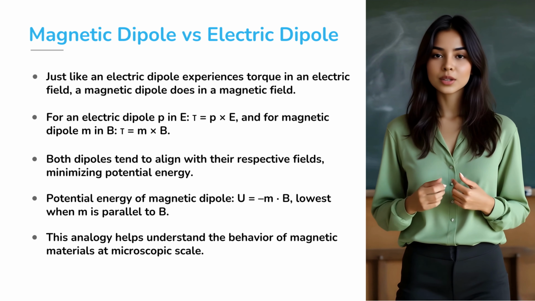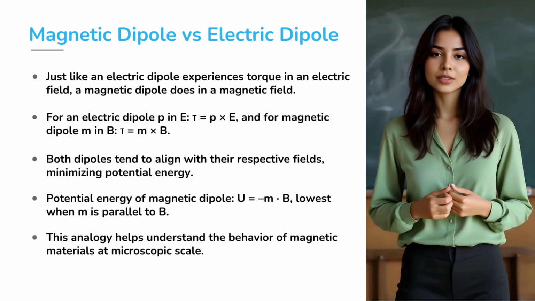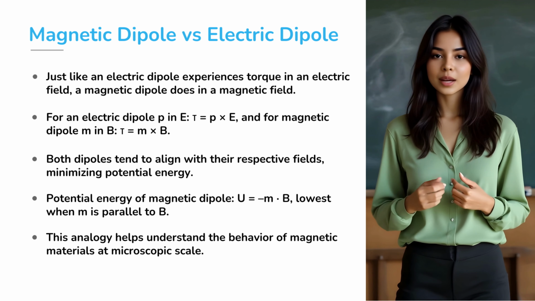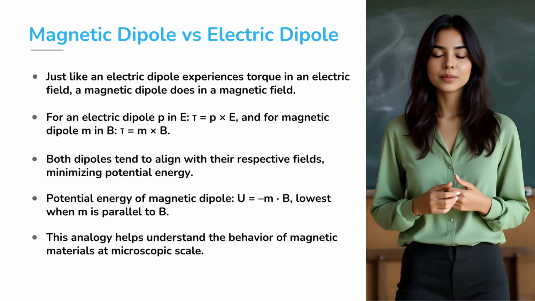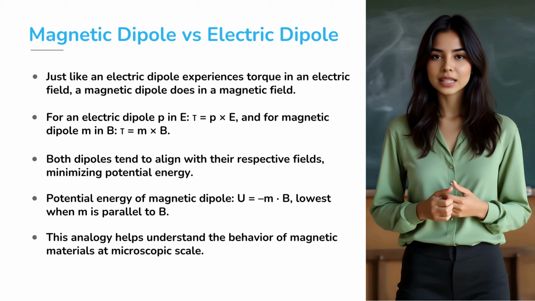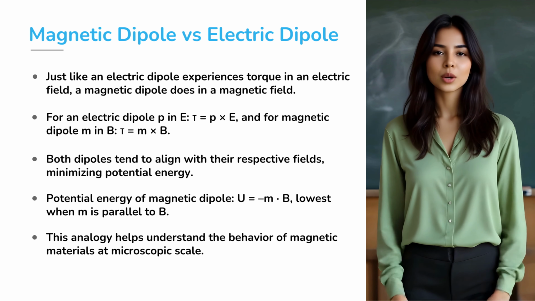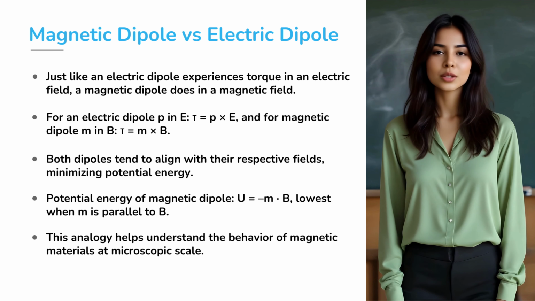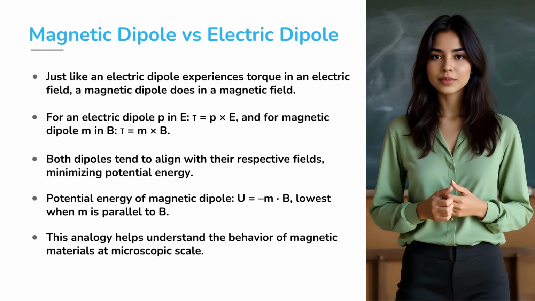The potential energy for magnetic dipoles is given by U equals minus m dot B. It's minimum when m and B are parallel. This deep analogy helps explain everything from how atoms align in magnetic materials to how compasses work.